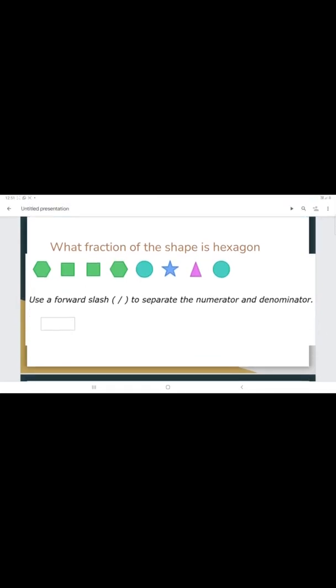It is asking what fraction of shapes is hexagon. You can see here and here hexagons. So the numerator is 2 and we will count all of the shapes given below. 1, 2, 3, 4, 5, 6, 7, 8. So the denominator is 8. So the right answer is 2/8. Let's go to our next question.